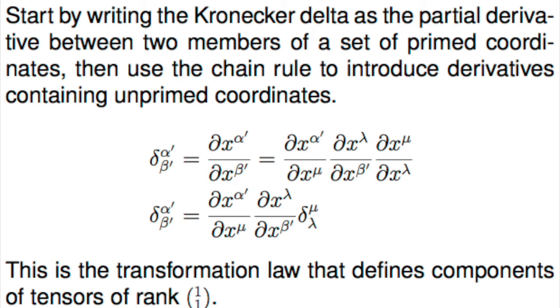But that's just delta mu lambda, and if you write it that way and then take a step back and look at what you've got, you've just proved that delta transforms as a tensor of rank 1, because that sequence of partial derivatives is exactly a transformation you expect of such an object.